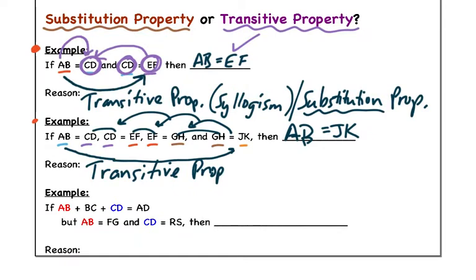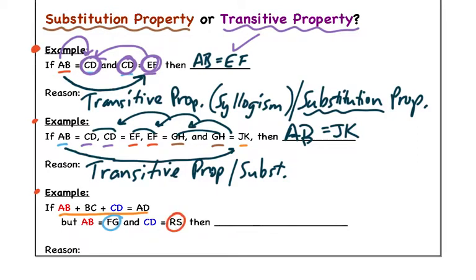But could we do substitution? I mean, I guess we could. It just would be a lot harder. So I'm going to put subst because it is possible. But now here's the point, because I feel like I'm getting the same answer for both these examples. Okay, watch this. This one's important. What if AB plus BC plus CD equals AD? But I know off to the side that AB is the same thing as FG. And I know that CD is the same thing as RS.